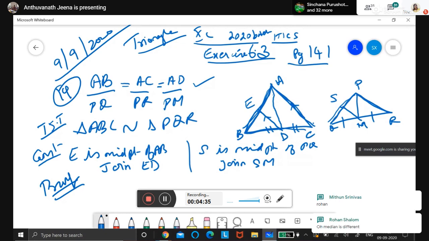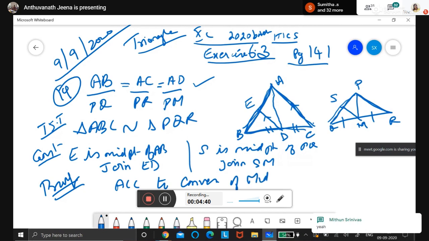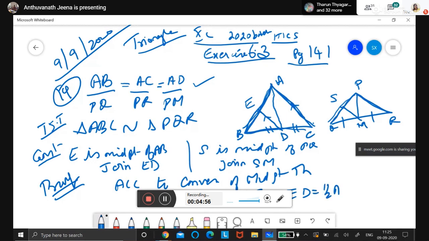According to the converse of the midpoint theorem, what you will use is, ED is parallel to AC. Because ED is parallel to AC, start from there. The midpoint theorem says ED is half of AC. In the same way, SM is half of PQ. Why do we do that? Because AB is there, I will take AB is half of AE. Okay, this board is not moving again.